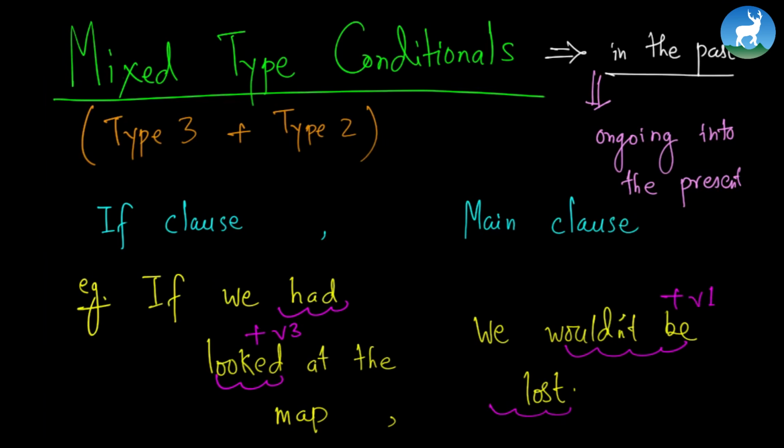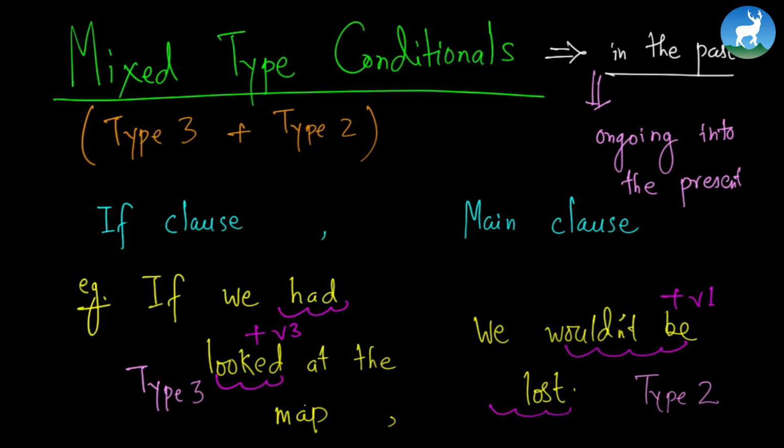So simply, we have type 3 here and type 2 here, right? It is a mix of type 3 and type 2, like I said earlier. In the if clause, we have type 3. In the main clause, we have type 2. And why is this sentence used? Why can't we simply say, if we had looked at the map, we would not have been lost? But that would be an unreal situation, you see. We are talking about something ongoing into the present. Something happened in the past and its effect is seen in the present.